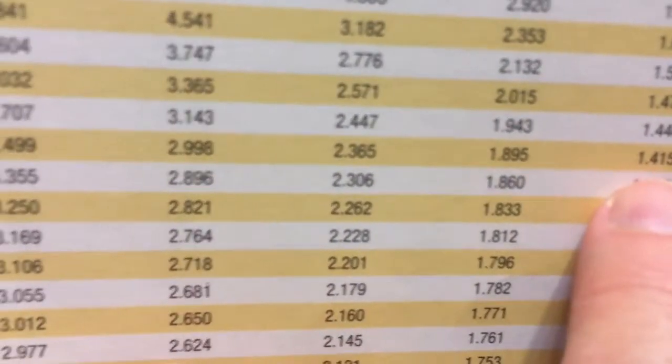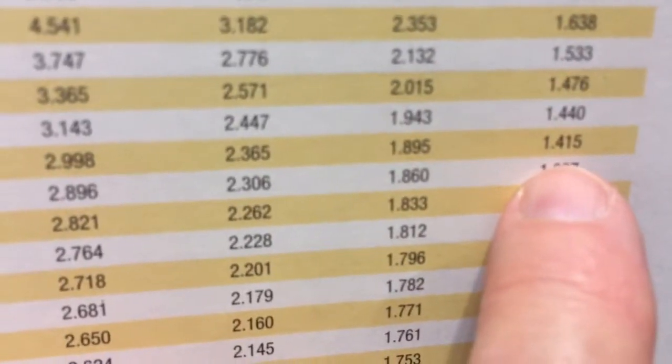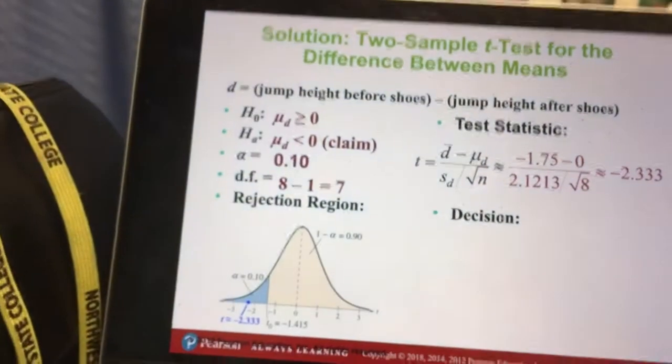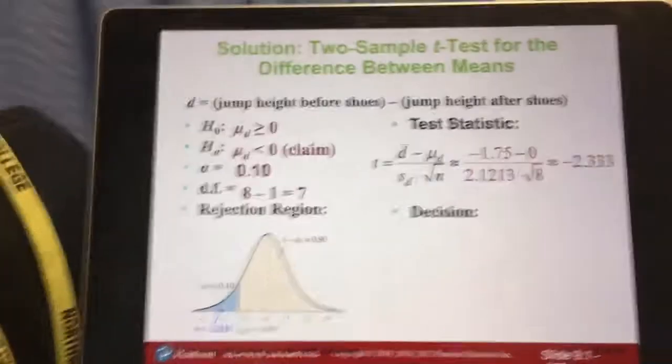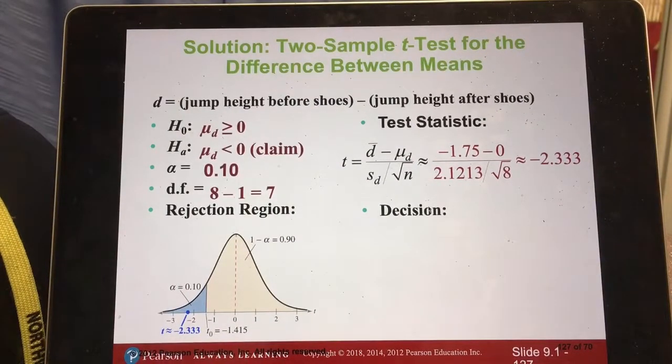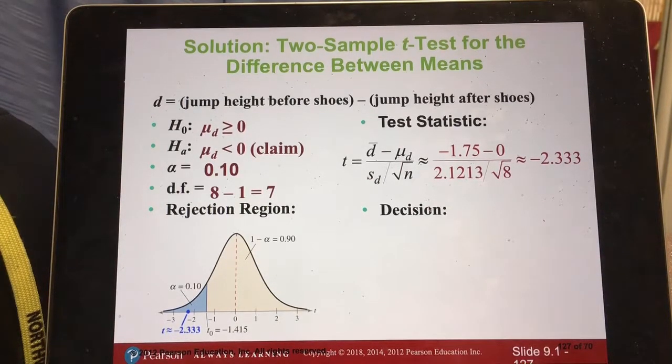And lo and behold, let me get it closer. We get 1.415, which is the same thing that they said right there, 1.415. Okay, so you're going to get your critical value from your T-score chart. You're going to get your test statistic from your t-test. And everything is pretty simple.